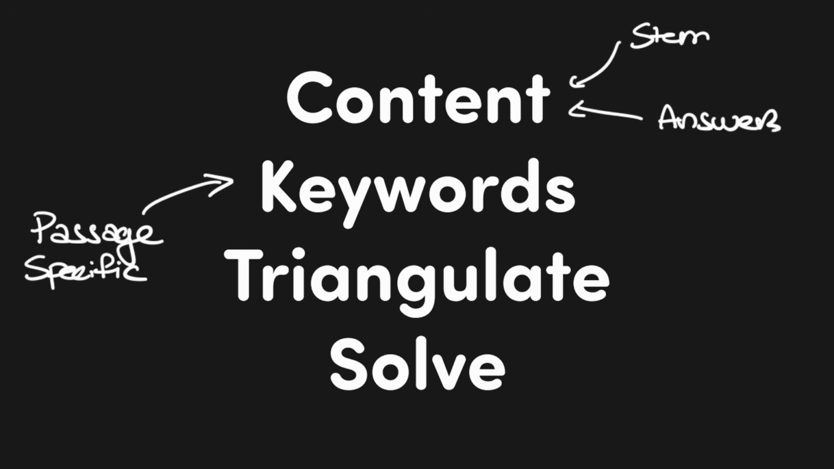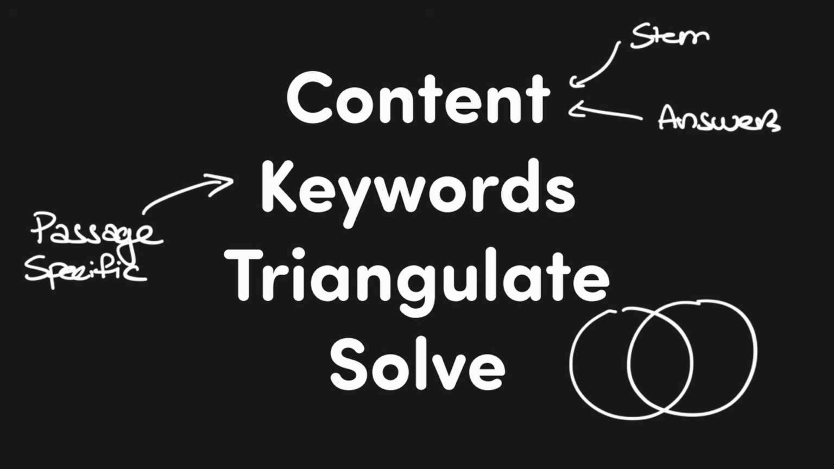Lastly, we're going to think about triangulation, and this is the process of finding information in the passage. Now, why do I call it triangulation instead of just go find stuff in the passage? Well, it's triangulation because when we triangulate things, we're trying to find the overlap and pinpoint a specific piece of information. In this case here, we're looking at the overlap between the content and the keywords. Once we've triangulated our relevant information, we're going to go ahead and solve the problem.